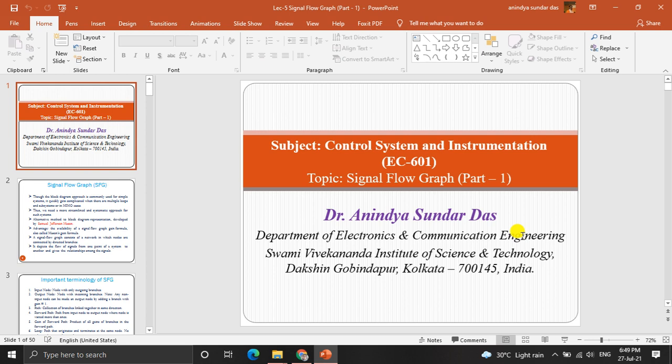Then how to represent a complicated control system using a block diagram, and then how to reduce that block diagram to find the overall transfer function for single input single output systems, multiple input single output systems, and multiple input multiple output systems. Okay, and so today's topic is signal flow graph.